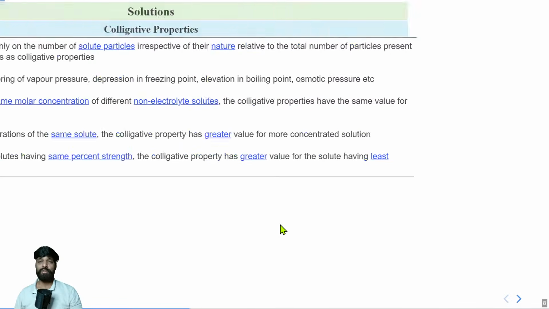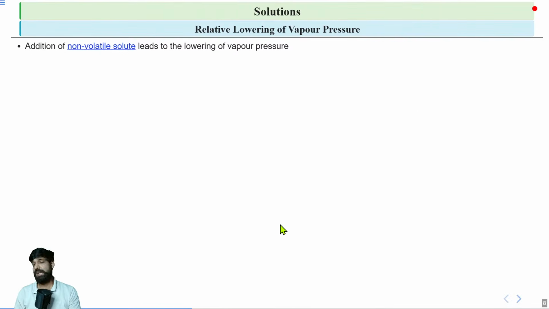Now, moving on to the next, our first colligative property, which is relative lowering of vapor pressure. Now, the basic condition to apply all these colligative properties, not only this one, is that you are putting a solute which is non-volatile in nature and a non-electrolyte as well. What did I say? Your solute should be non-volatile as well as non-electrolyte. It means that on going into the solution, it should not dissociate as well as it should not go into the vapor phase. Got it?